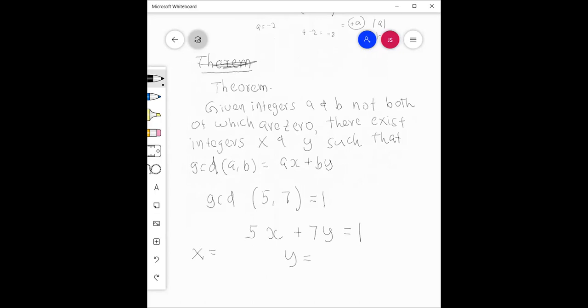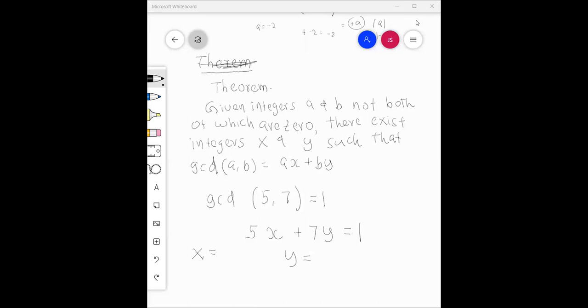According to that theorem, this makes sure that we can find two integers x and y which satisfy this equation. Try to find x and y and put the answer in the chat box. 5x plus 7y is equal to 1. Remember that you need to find integers x and y such that, if you put those integers into this equation, it satisfies the equation.